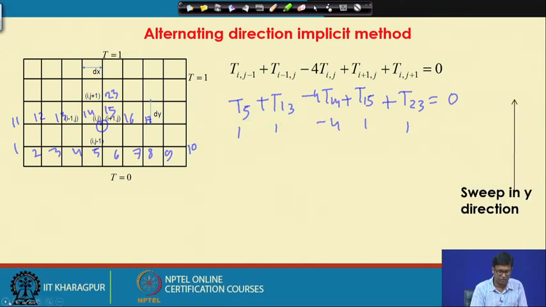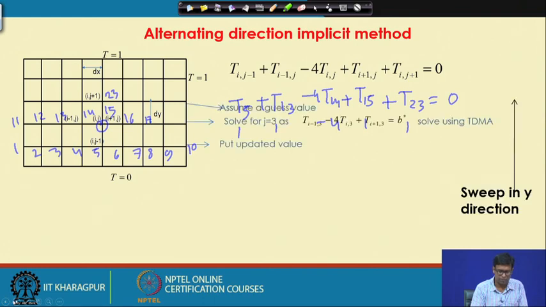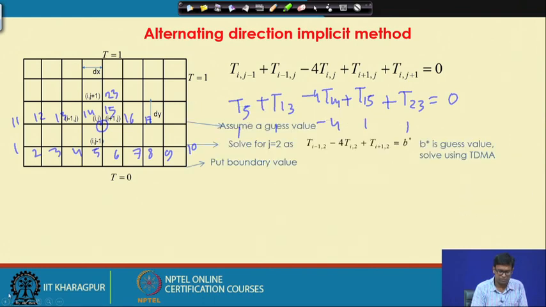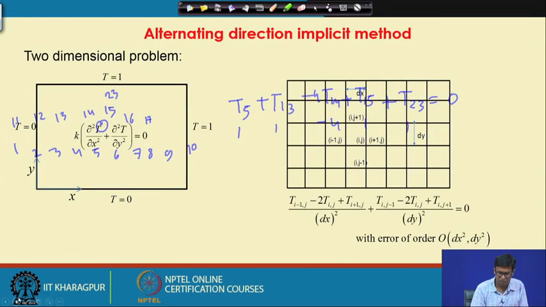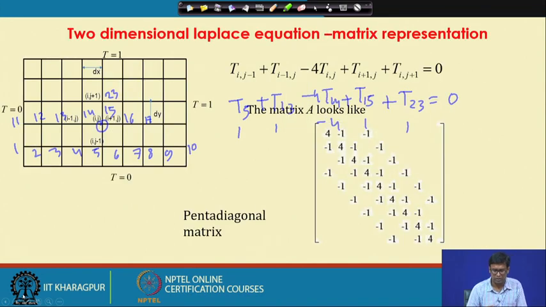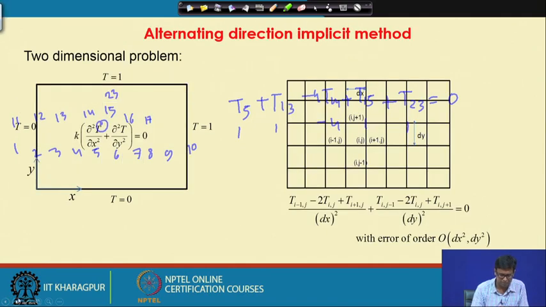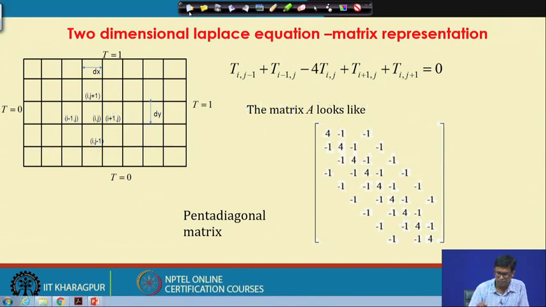We can get a matrix equation with these 5 non-zero bands, which is minus 1, 1, minus 4, 1, minus 1. This is a general row of this matrix, and this is called a pentadiagonal matrix. So, we can see it is not a tridiagonal matrix, so TDMA will not be directly applicable here.